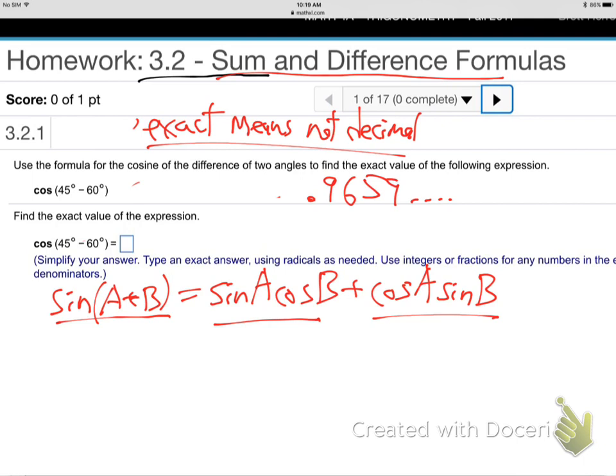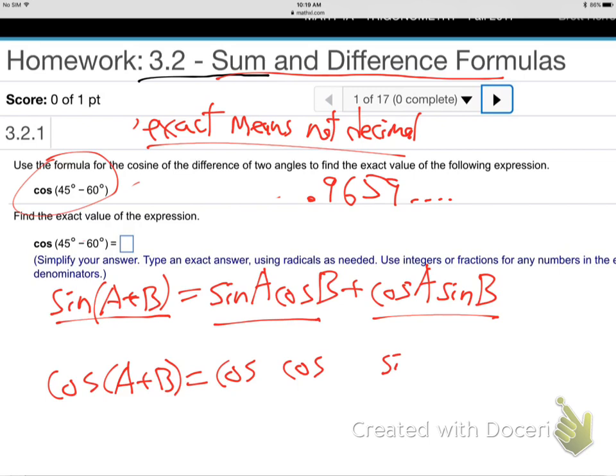So there's that one, and then the cosine formula, because that's what we really need on this problem. The cosine of two angles added together is cosine, cosine, sine, sine. It's a little different. It's the opposite. And then the sine is the opposite sign. So it's going to be minus in the middle. Again, it's the A, B, A, B. But it has minus in the middle, not plus.